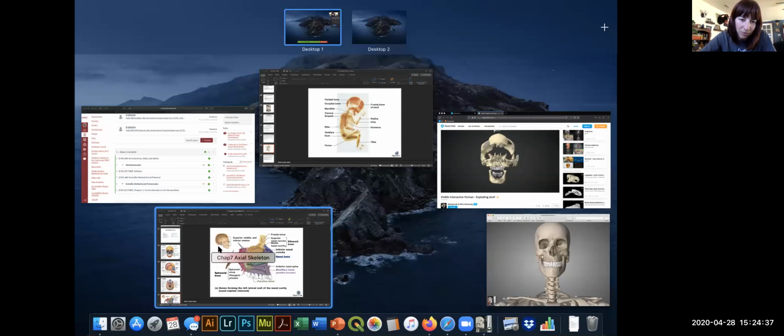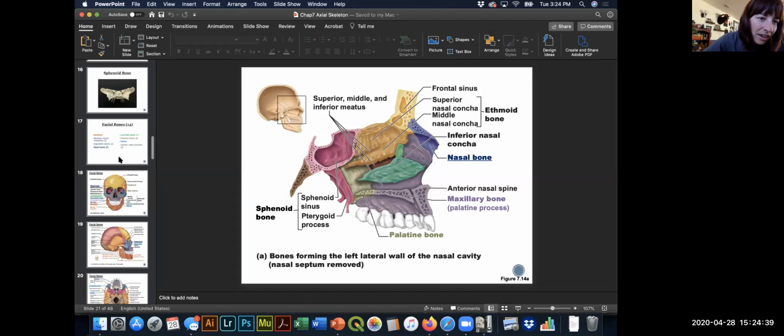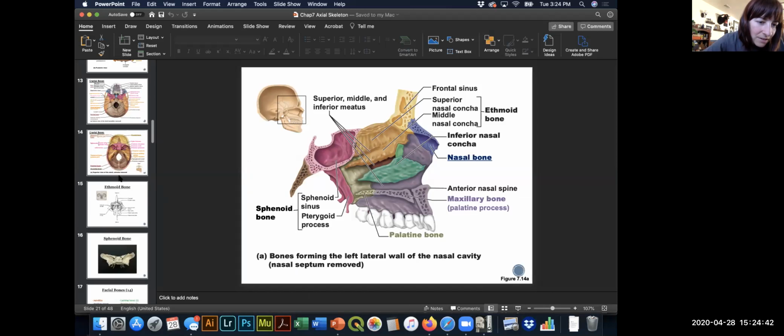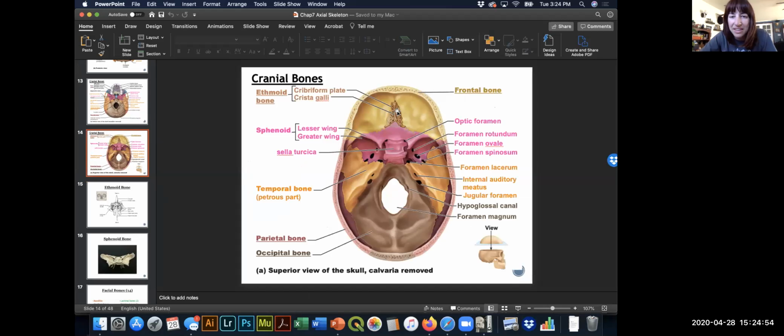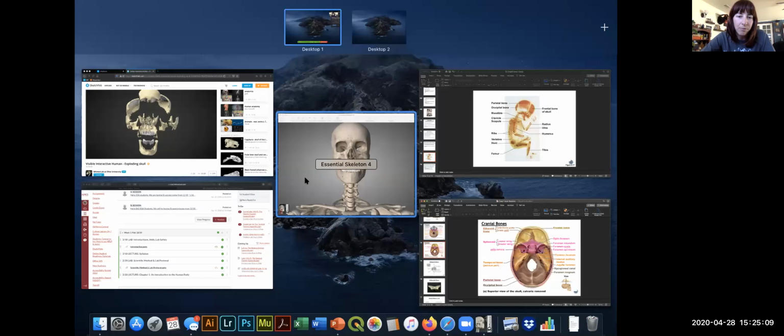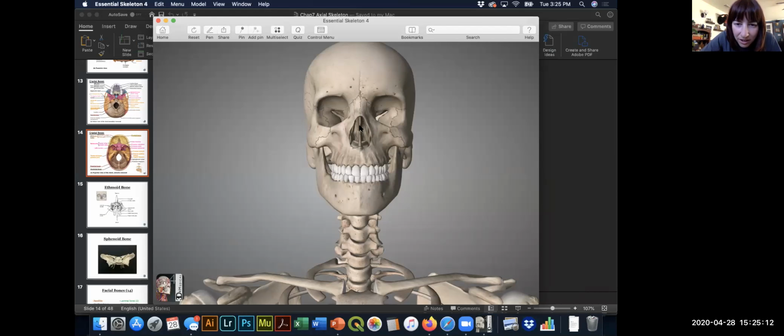So let's see if we can find a place. Out, yeah, it looks like this. So this is that long middle concha. But if you go to slide 14, I think it's that one. Yeah, and then you can see it from the inside of the brain case, sitting there just anterior to the sphenoid bone. I just wish I could have the ethmoid bone separated out.